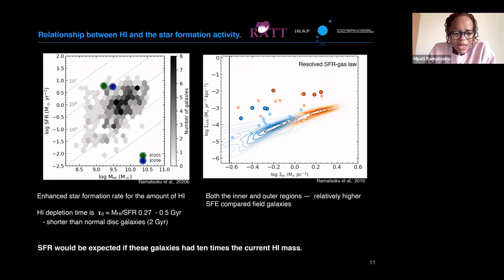And in fact, the star formation activity that we're seeing would be expected if these galaxies had 10 times their current H1 mass. So something is happening here. We don't know what it is.